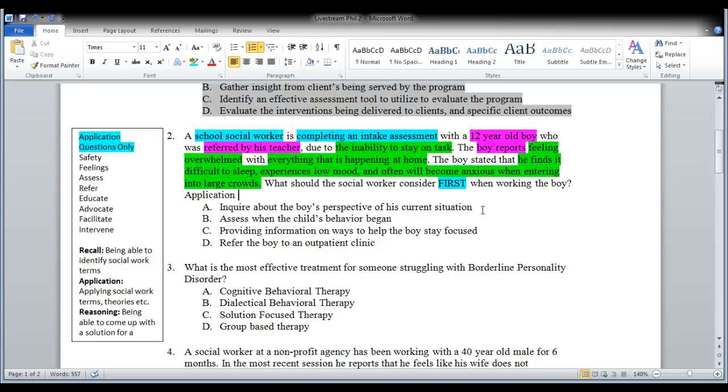A, inquire about the boy's perspective on the current situation, would be feelings because it's gathering their specific subjective type of view. Assess when the behavior began would be an assessment of getting the objective type materials from the situation. Providing information on the ways to help the boy stay focused is an education option here because we're providing something, but in this case it's information, so that would be education. Refer the boy to an outpatient clinic would be a refer, and that's us putting the services outside of the school in this type of situation.